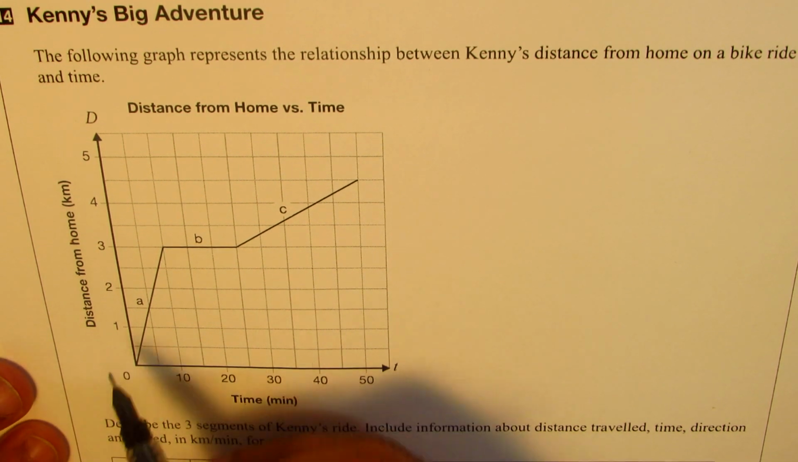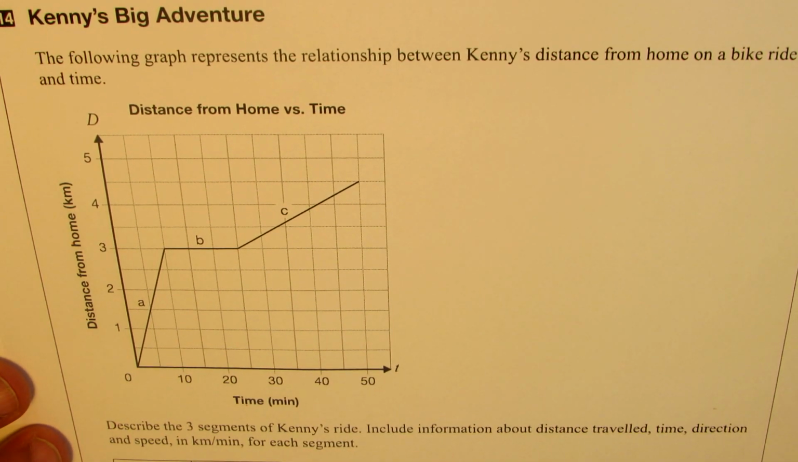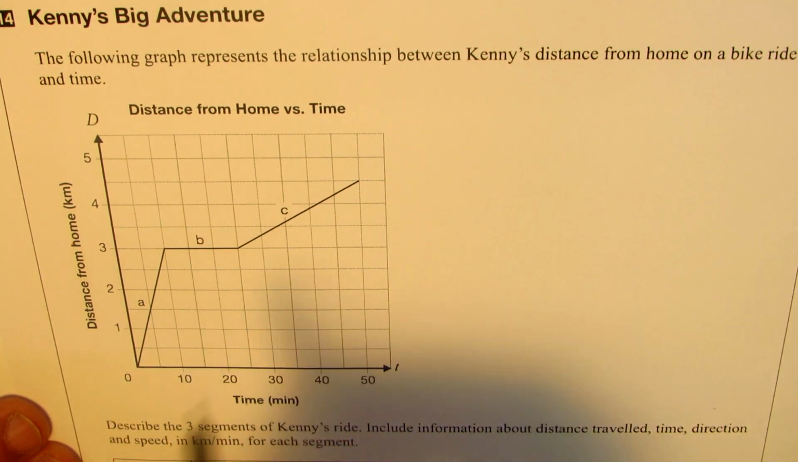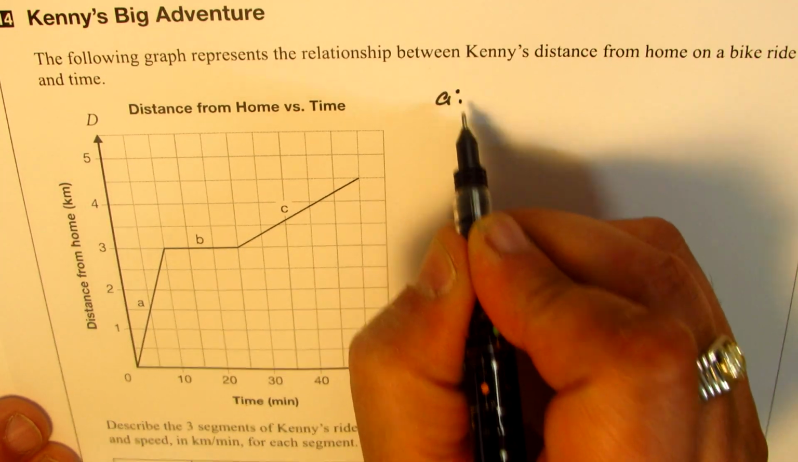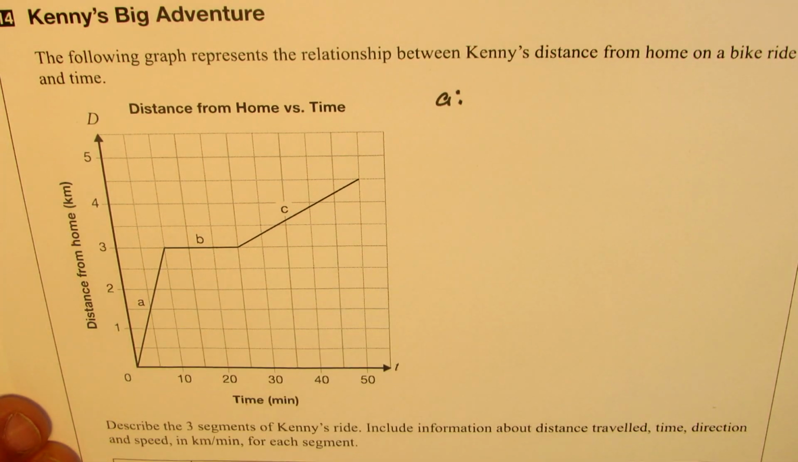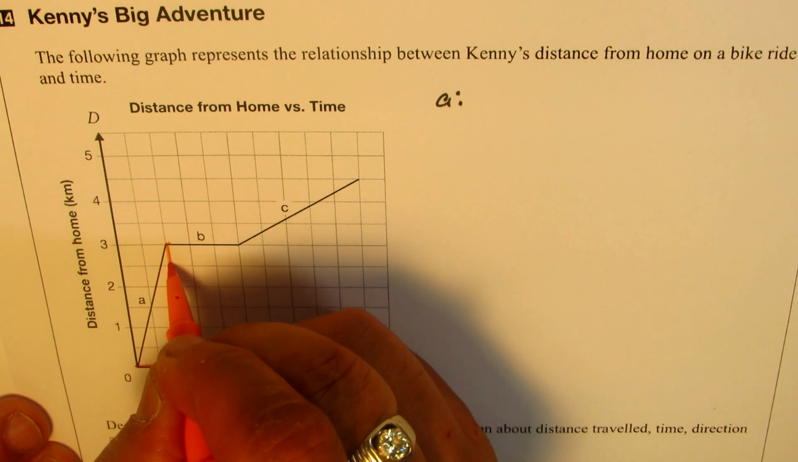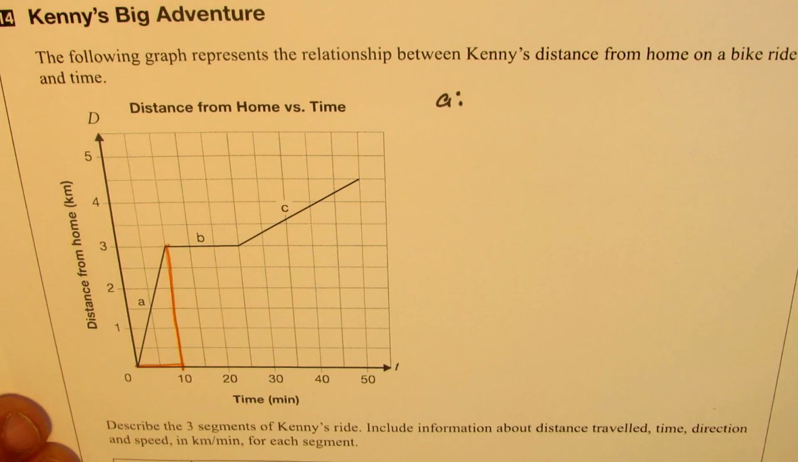So first you notice that distance is increasing, right? So the direction is always going away. So these are the 3 legs. Let's call the first one. The first one is during the interval from 0 to 10, right? This particular, let's talk about this.